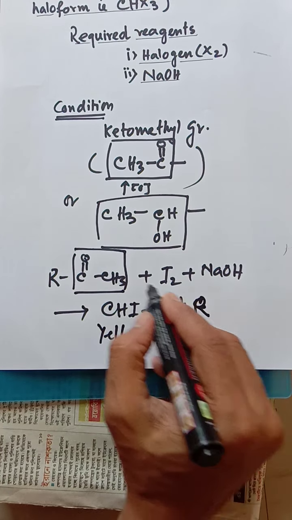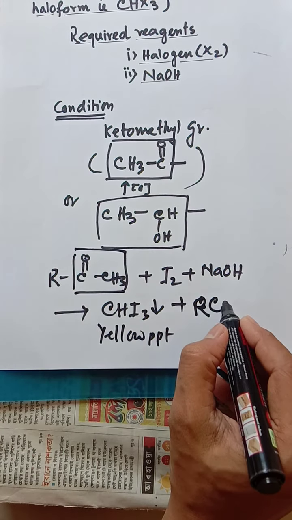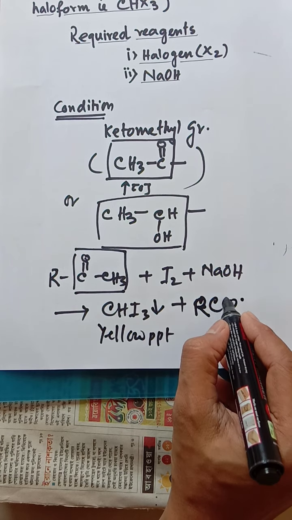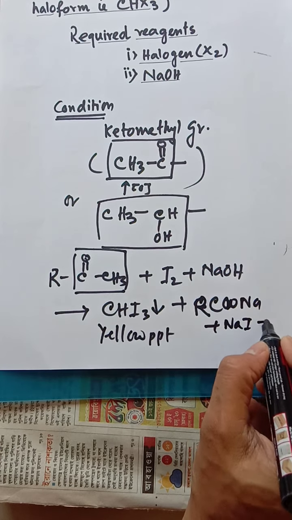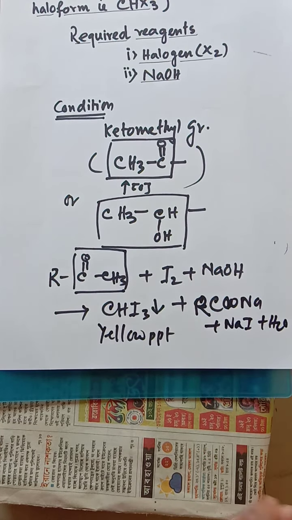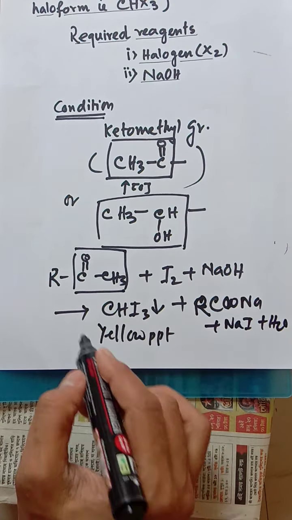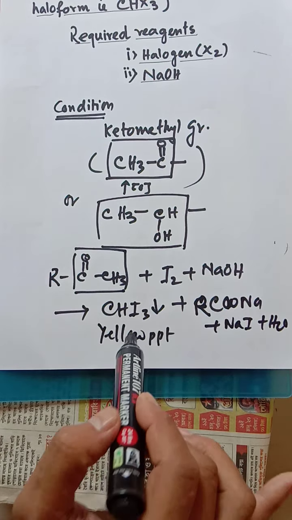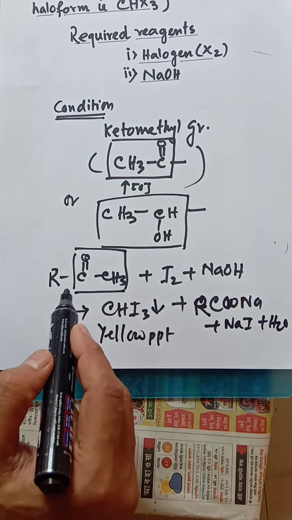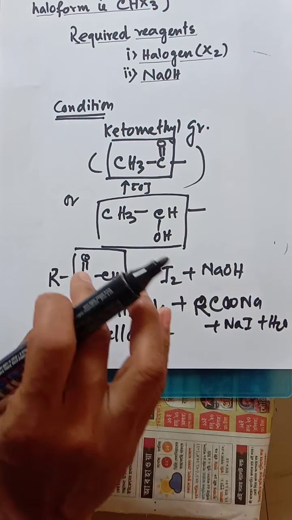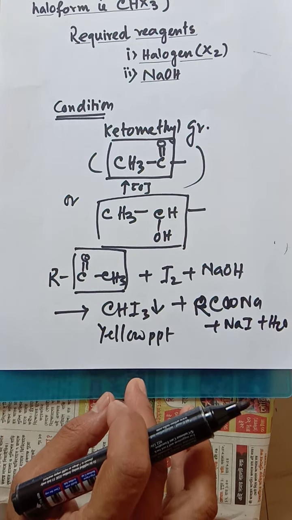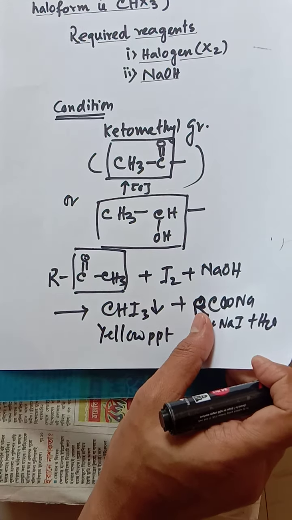We will get a yellow precipitate whenever this group is present, plus RCOONa plus NaI plus H2O. This is the main important product. We have to remember that, depending on that we can identify the compound which has a keto-methyl group. This is also a vital question, and questions may be asked from this part. Some questions I am giving here.